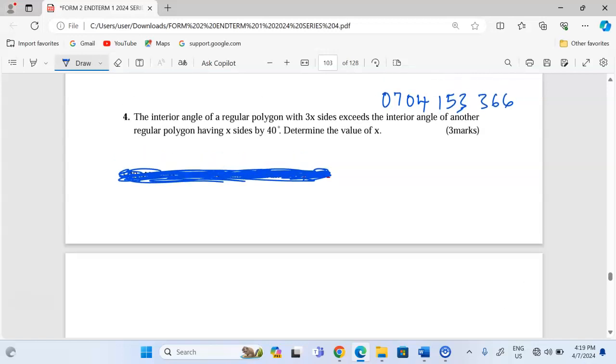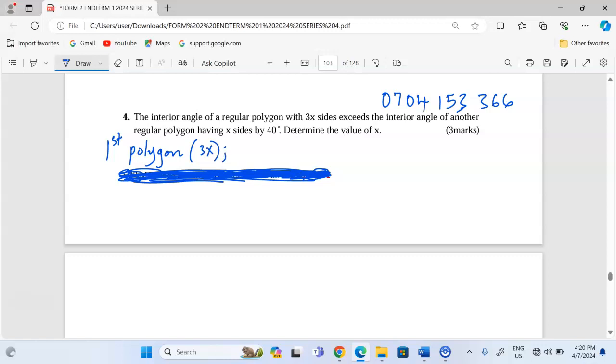Allow me to analyze this question bit by bit so that you may get the concept being evaluated. Because we have two polygons here which are regular, one has 3x sides, the other one has x sides. We can talk about the first polygon, the one with 3x.